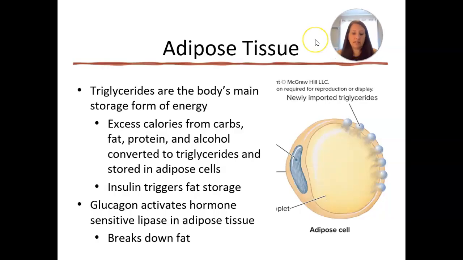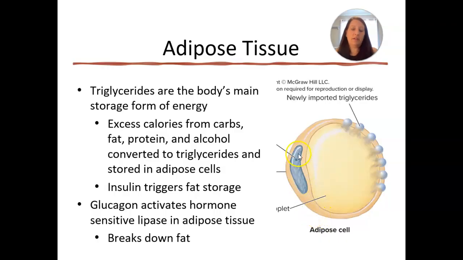I mentioned this before, but just to make sure we got it. Not only is it used as a fuel, but it's also stored. It's an energy storage. It's the main way that our bodies store energy. There are specific cells called adipose cells, and here's a picture of an adipose cell. Adipose cells collectively form adipose tissue.